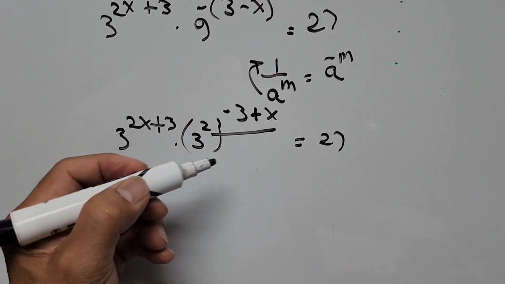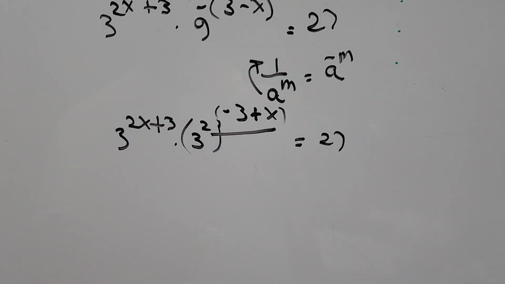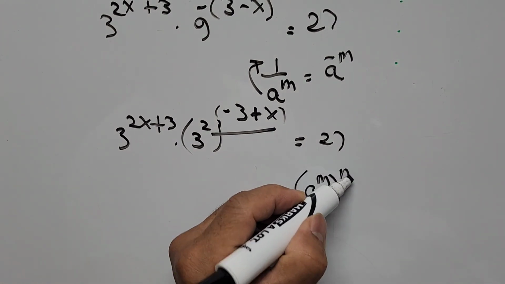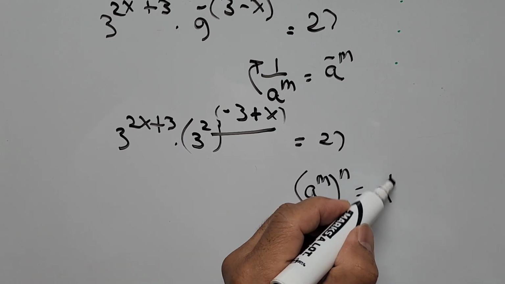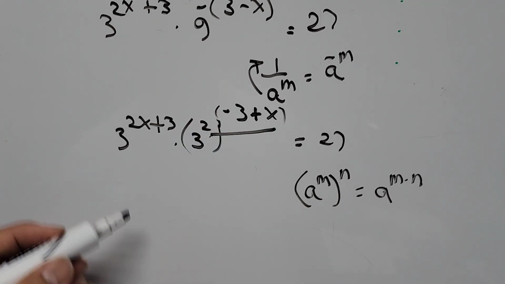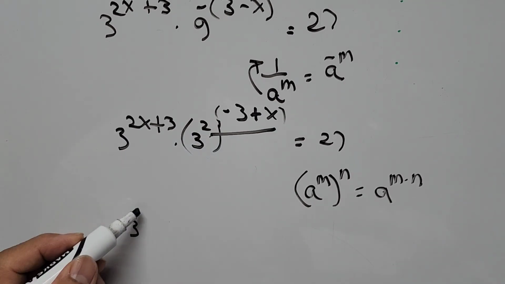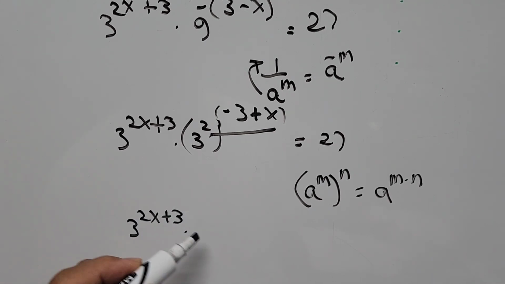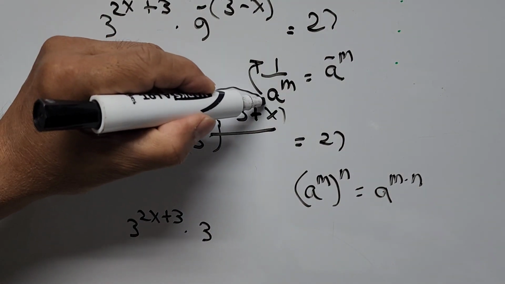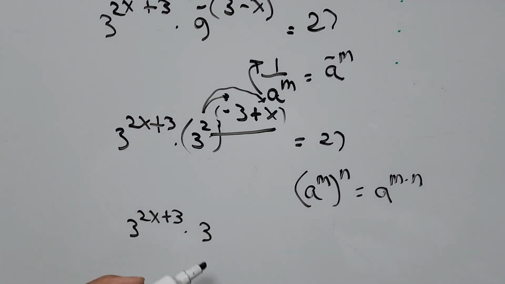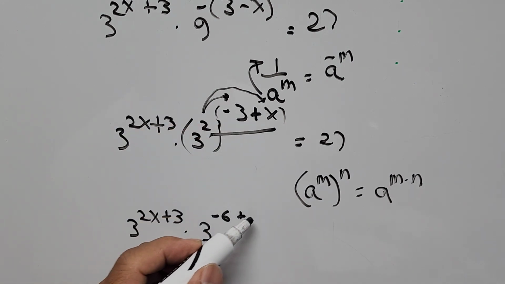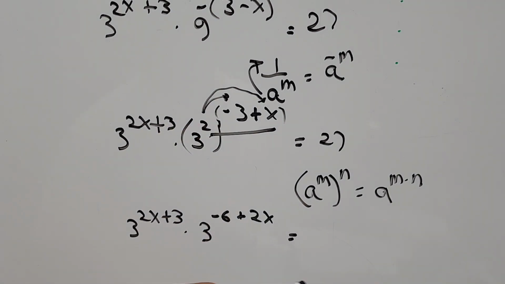And since these are exponents, we can multiply them together, right? This is based on the exponent formula, that is a to the power of m raised to the power of n is equal to a raised to the power of m times n. So we end up multiplying the exponents. So this is now 3 to the power of 2x plus 3 times 3 to the power of, distributing 2 to each term of the quantity inside the parentheses, negative 6, and then plus 2 times x, that's 2x. This is equal to 27.